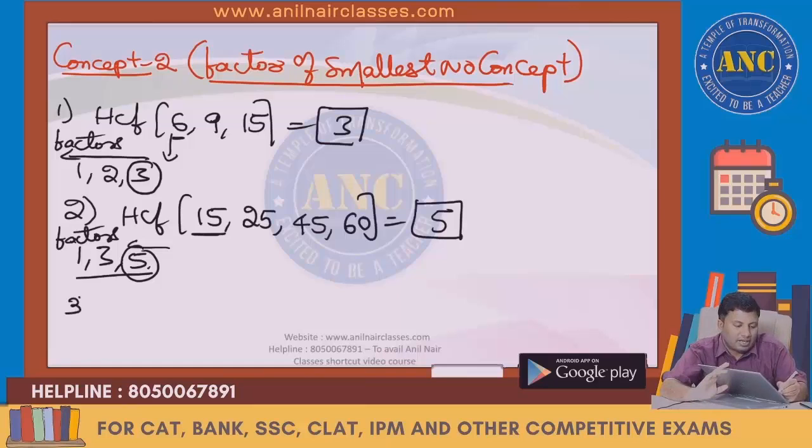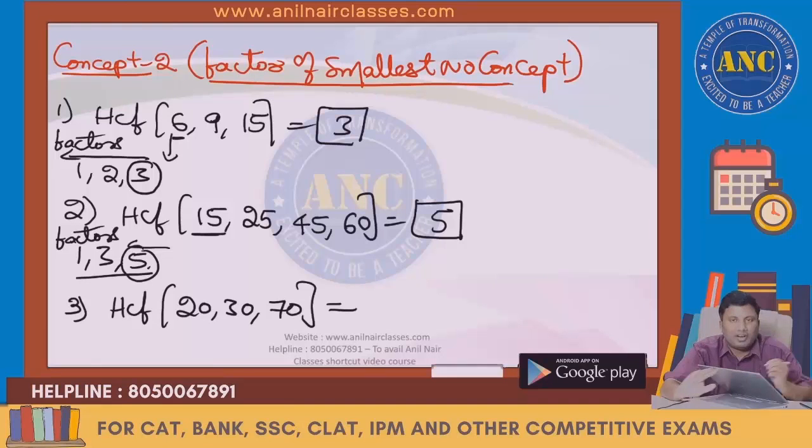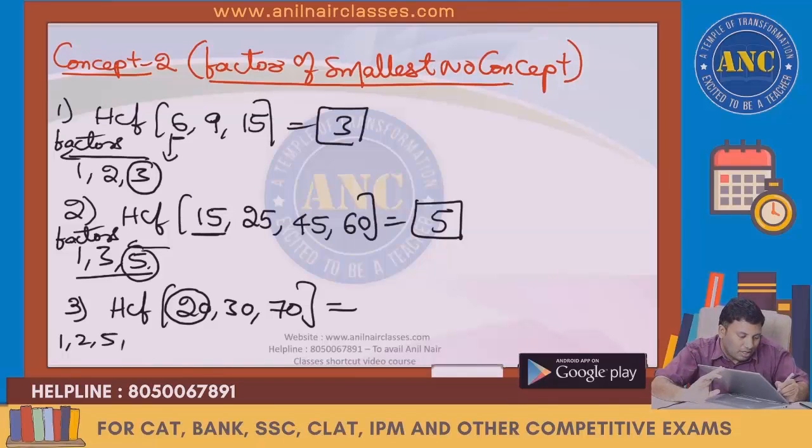Answer is 5. Next one. HCF of 20, 30, 70. Take the smallest number. Does 20 divide 30? No. Write down the factors of 20: 1, 2, 5, 10.